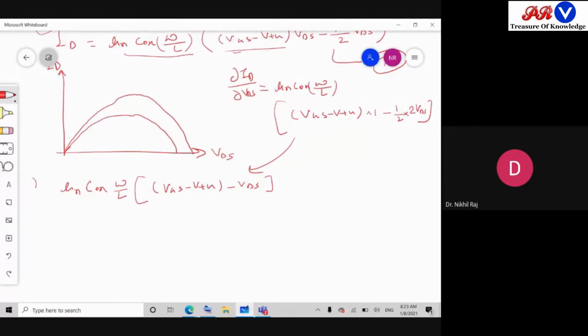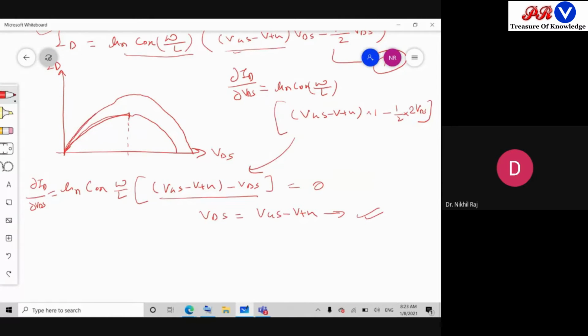Okay, that is your delta ID by delta VDS. Now equating this partial differential to the zero value, we'll get the maxima value. So what is the maximum value? When we equate this to 0, VDS equals VGS minus VTH. So this means at this point I will get the maximum peak value. If it is a parabolic equation, the peak will occur at this point.